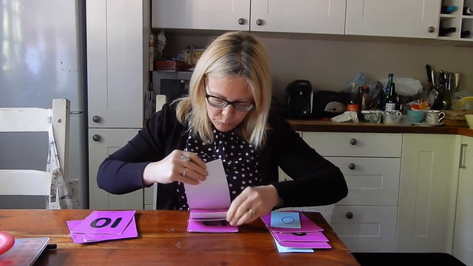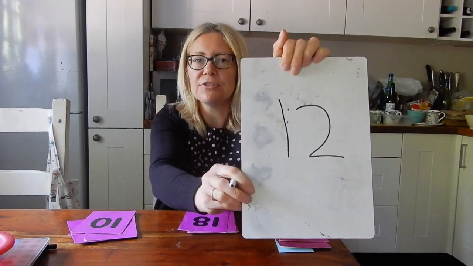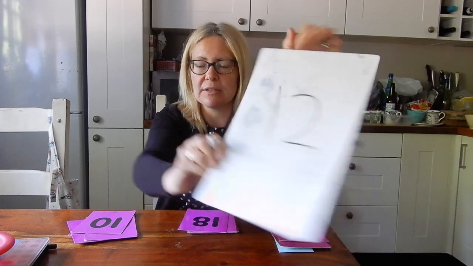Let's go with one more than this number. What is this number? This number is 11. So one more than 11, you should be writing on your boards. If I was counting on 11, 12. You should write 12 on your board. 12 is one more than 11.